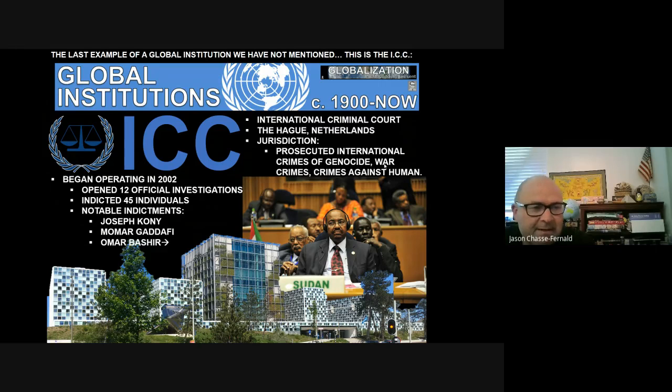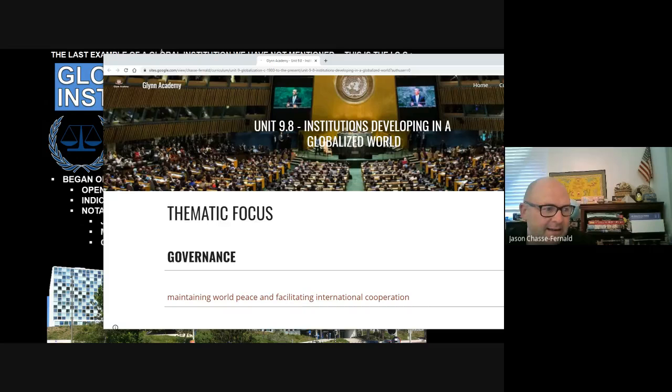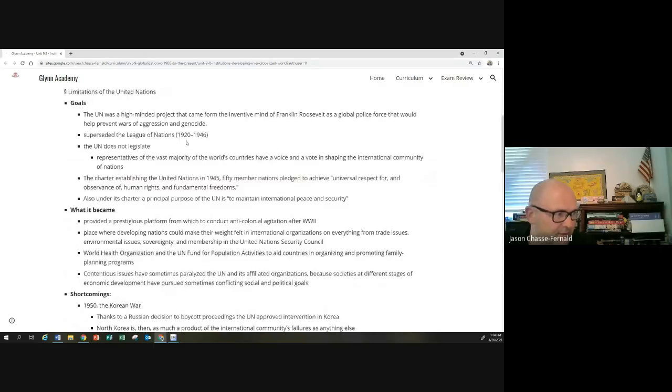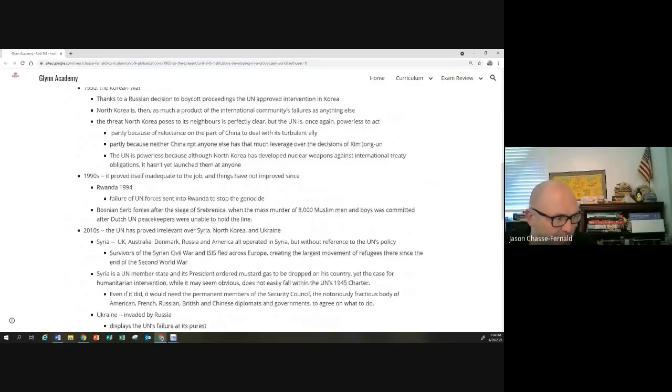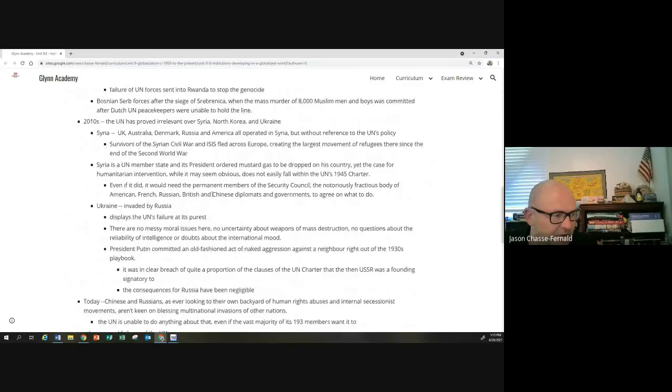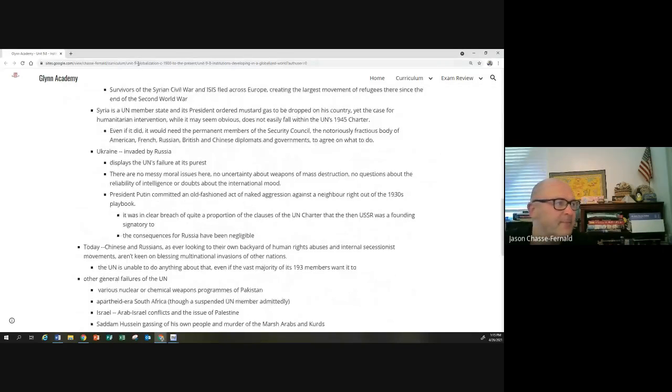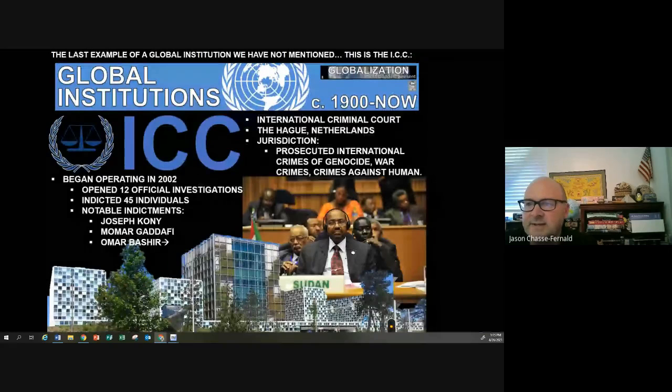So the question then becomes, what are the weaknesses or the shortcomings? I do have some of these listed out here, with some examples. If you wanted to scroll through what the goals are, what it becomes, what the shortcomings are, there's no shortage of examples of shortcomings when you start talking about the UN.